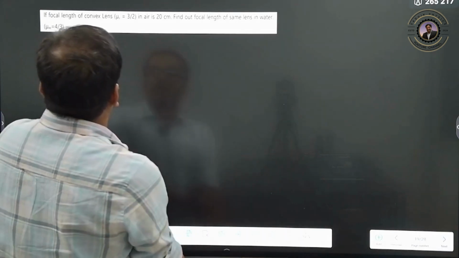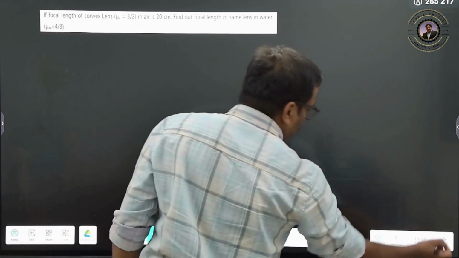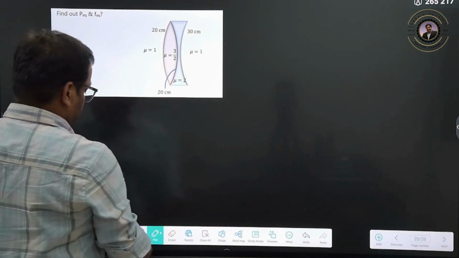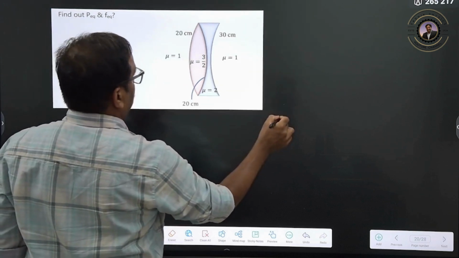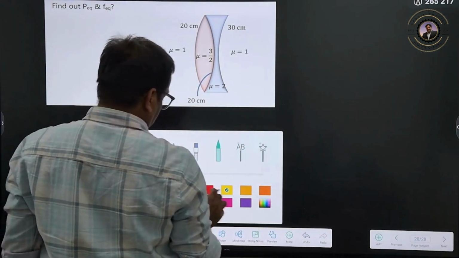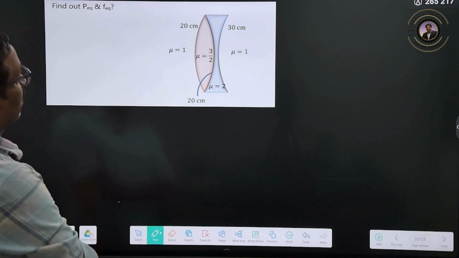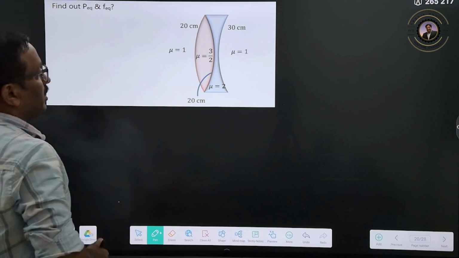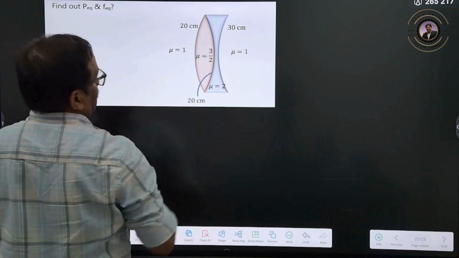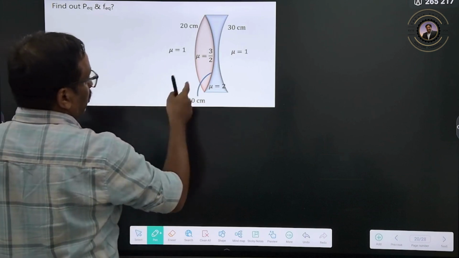If the focal length of the convex lens, yeah, same question, no? Why are these questions added? Okay, just let us see. Now, okay, find out the power of the equivalent and the focal length of the equivalent. Let us see. So these two lenses are kept in some contact. Two lenses are in contact here. Clear? Now, let us see.